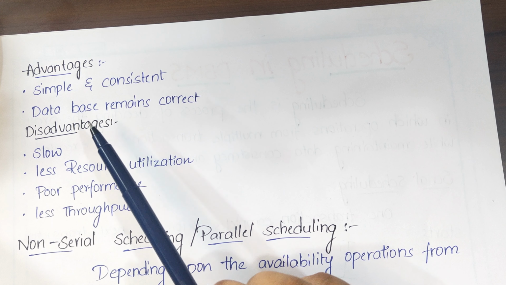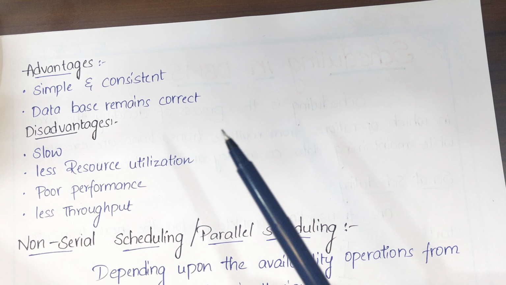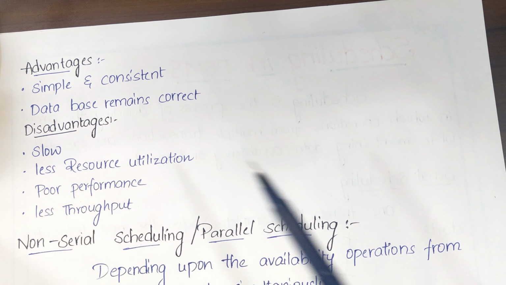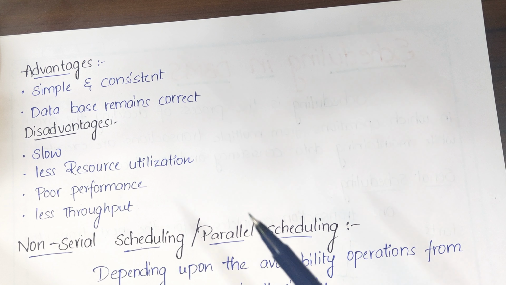Advantages: simple and consistent. Serial scheduling is very easy to understand because only one transaction happens at once, right? And since no transactions can run together, there is no chance of conflict, so it will be consistent. The database remains correct. Since only one transaction is happening, and after completion only another transaction happens, the database remains consistent because only the latest updated data will be stored inside it.